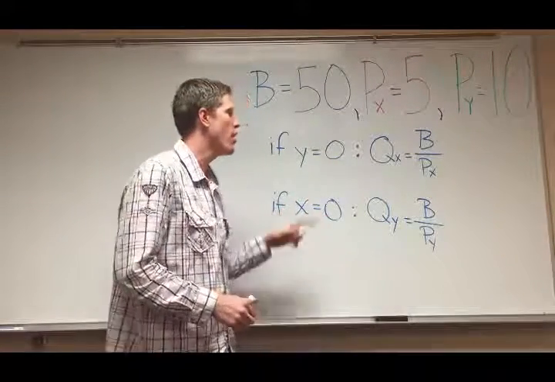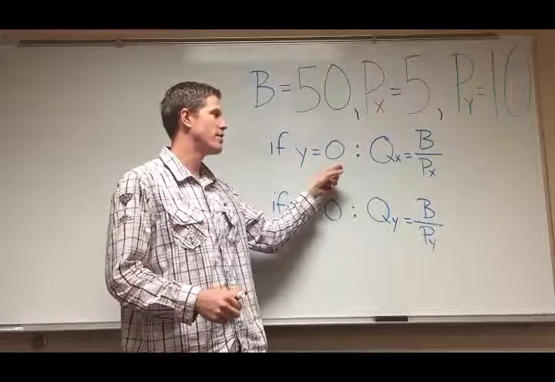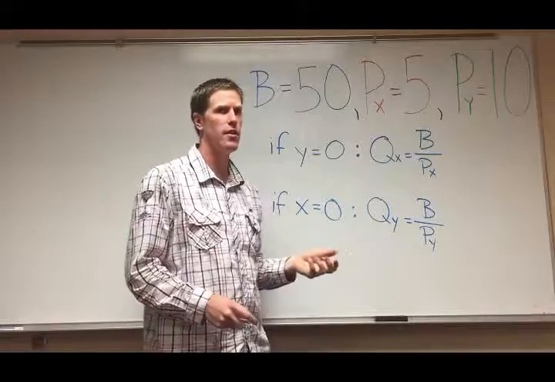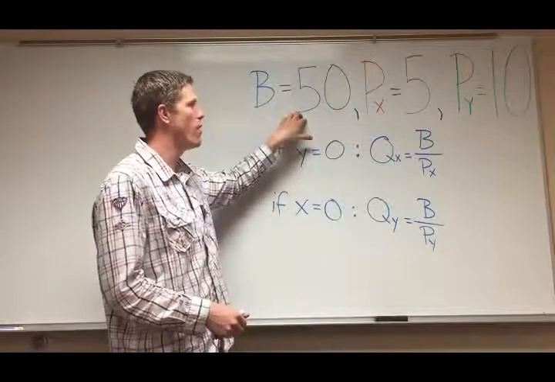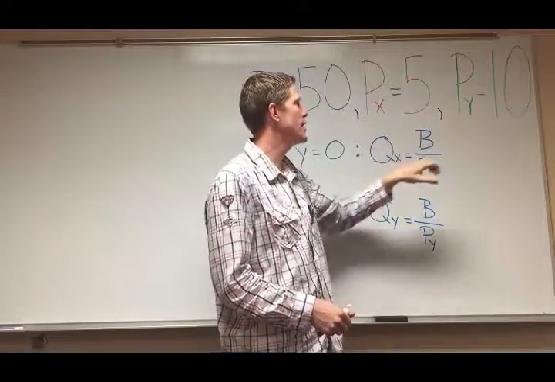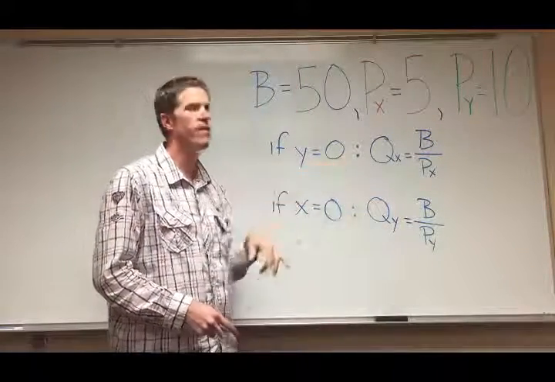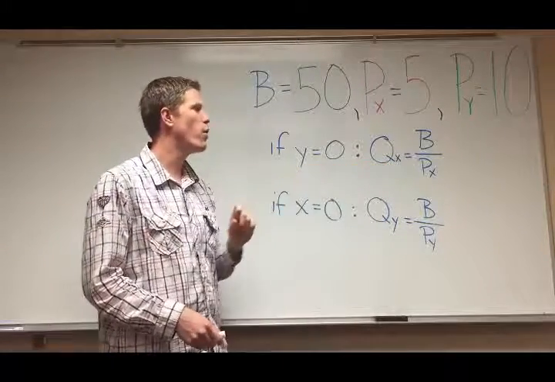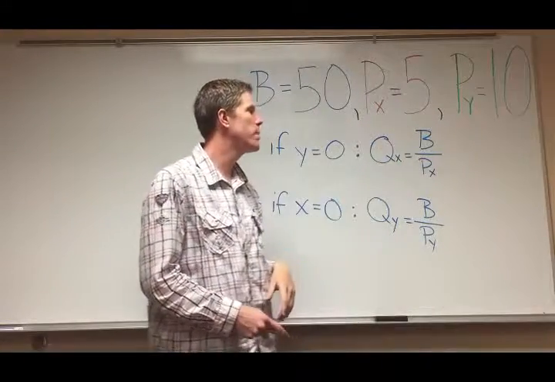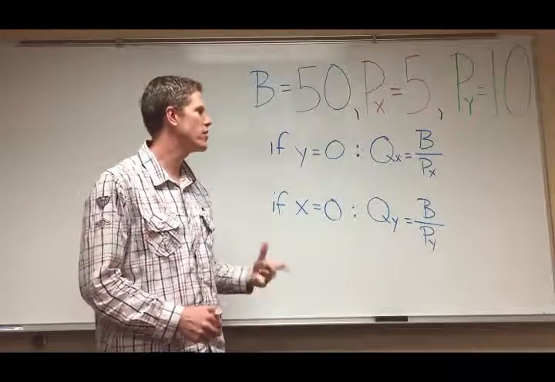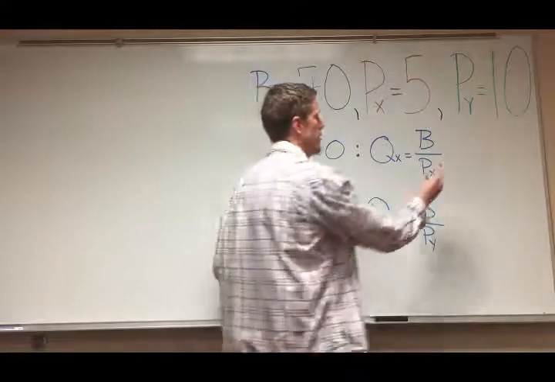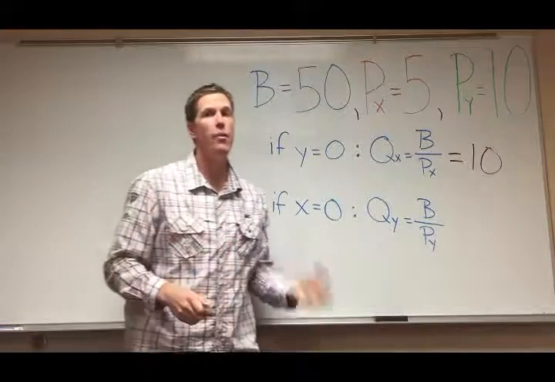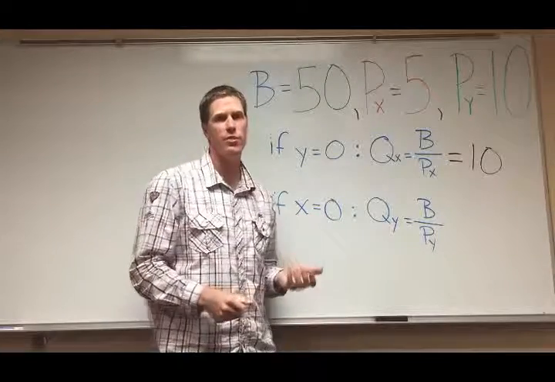So let's pretend y is 0. We know that qx equals b over px. And so we can fill in: if b is 50, if px is 5, and if py is 10, we can fill into these equations. Here we can figure out qx when y is 0 by plugging 50 in for b and 5 in for px. So what we end up with is a qx of 10. And then we can do this for if x is equal to 0.